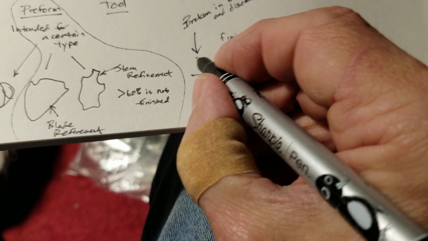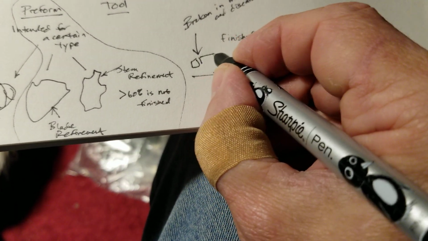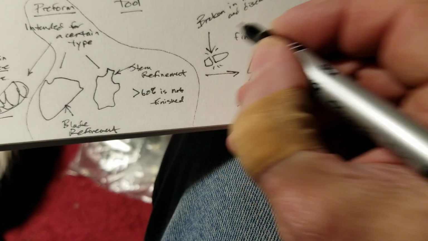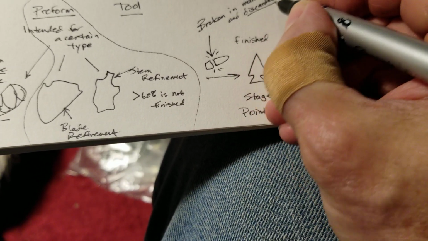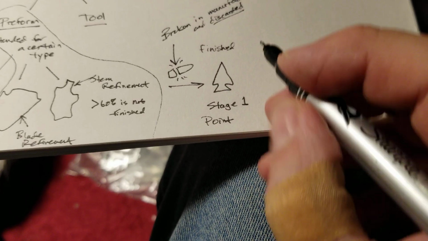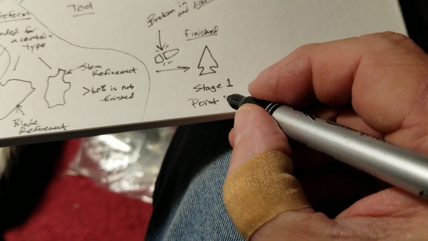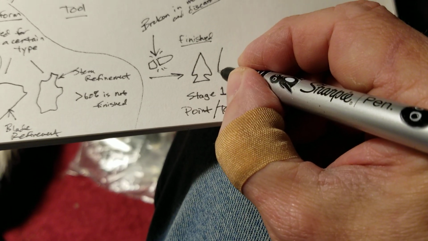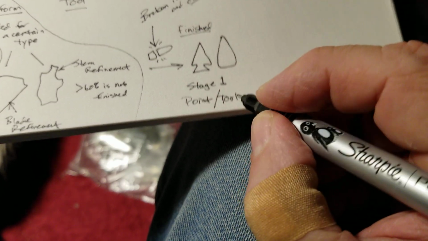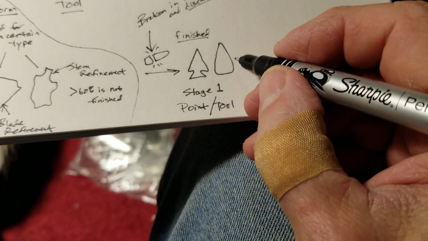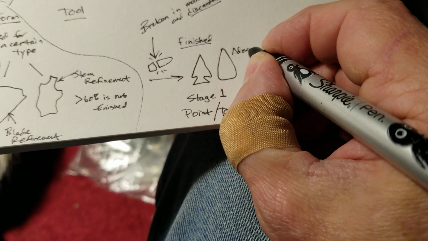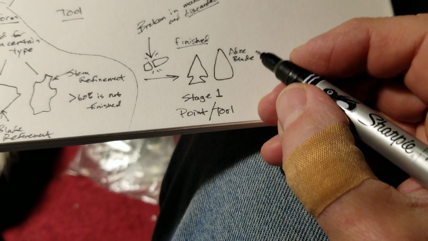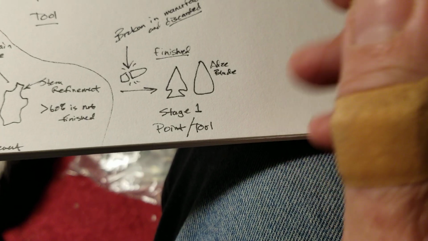All right, so snap, and it's discarded, and it stops its life right there. Okay, we sneak that in there. Okay, finished. Stage 1 point, and this could be a point or a tool. It doesn't have to be a projectile point or a knife or something. It can be an adze blade, for example. Now, that might not be a good adze blade, but oh well.